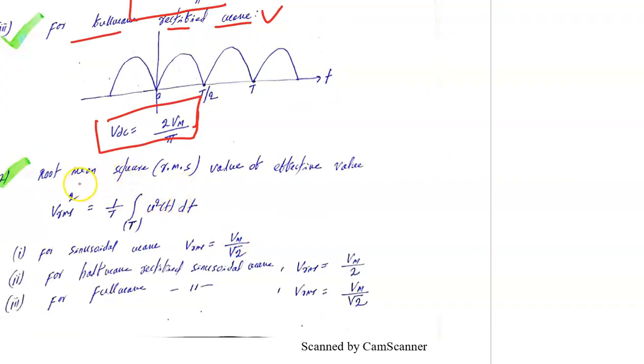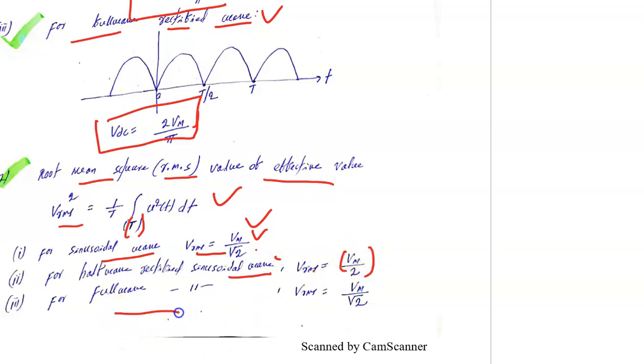Then come to the root mean square, RMS value or effective value. Vrms square is equal to 1 upon T over a period, V square t dt. For a sinusoidal wave, Vrms is equal to Vm upon root 2. Same process you can proceed. I will do this one. Same way, for a half wave rectified sinusoidal wave, Vrms equals Vm upon 2. For a full wave rectified sinusoidal wave, Vrms equals Vm upon root 2.